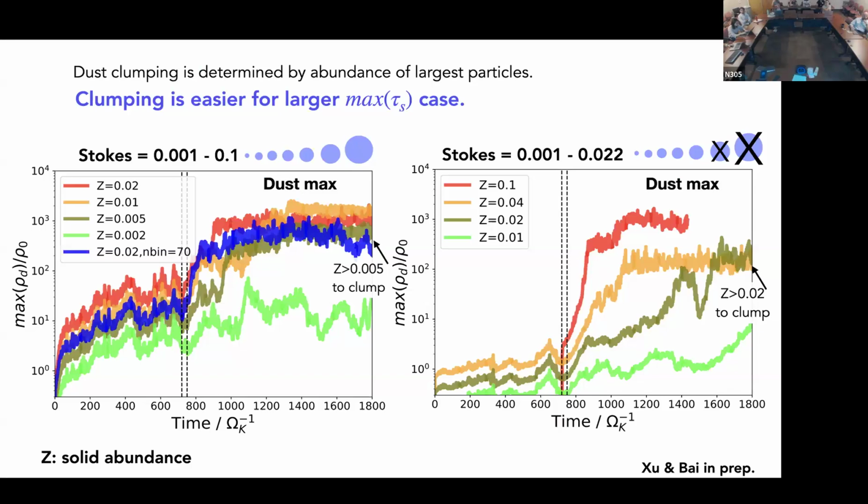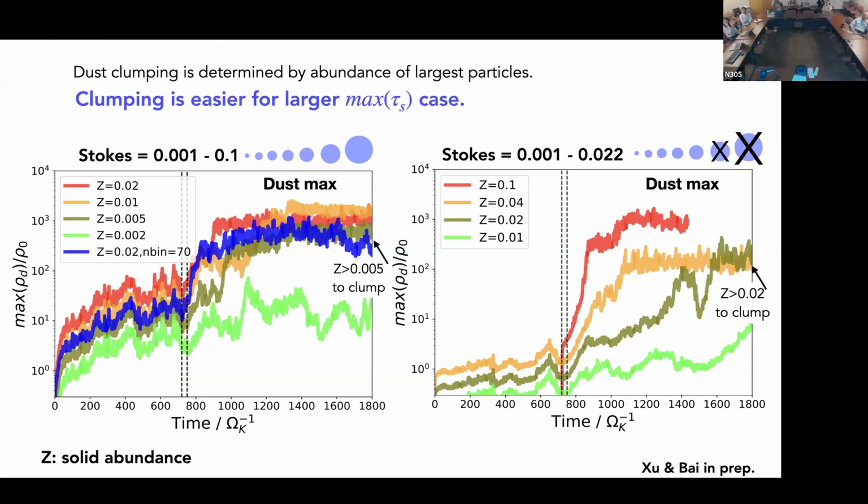Okay, so that was about the ring properties. Now let's look again at whether there's dust clumping in the rings. On the left-hand side, you can see the maximum dust density as a function of time. Each color is a different simulation with different metallicity. We can see that when the overall metallicity is higher than 0.005, we see dust clumping. But then we run another set of simulations where we remove the biggest particles, so we only have the five fairly smaller types of particles.